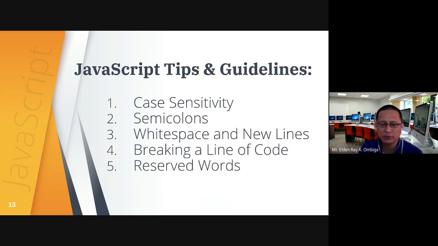The white space and new lines are ignored in JavaScript. For breaking a line of code, you can use the backslash. If you want to shorten lines of code, use the backslash to shorten it. And we have the reserved words in JavaScript. We have examples, instanceof, default. Those are examples of reserved words. So do not use reserved words in JavaScript in your variables.